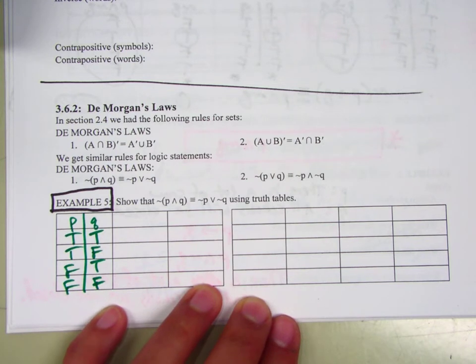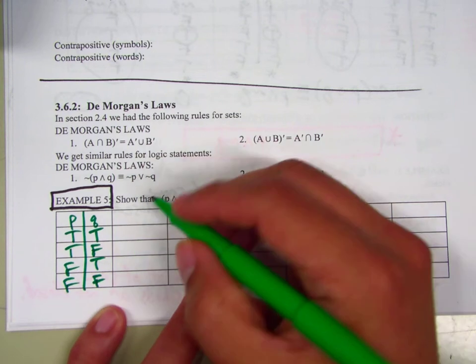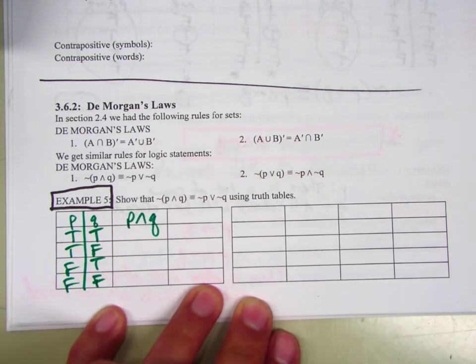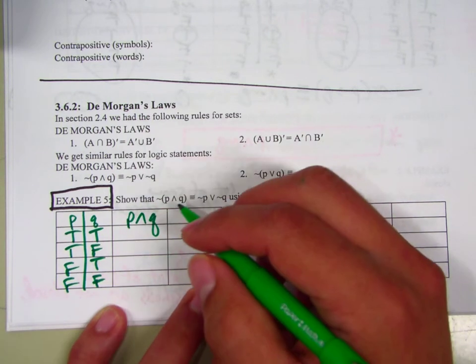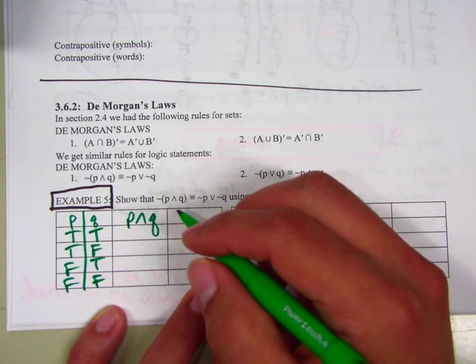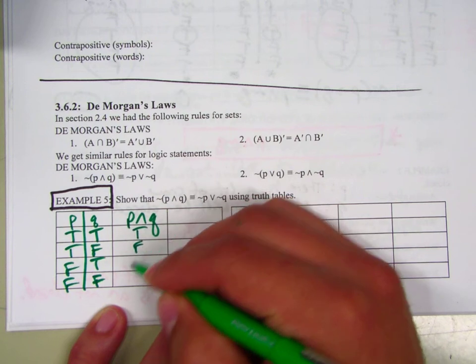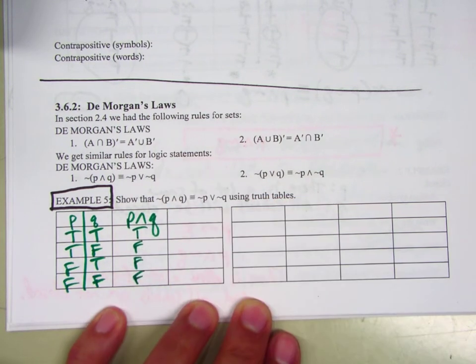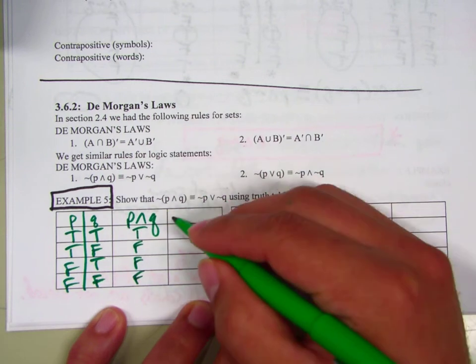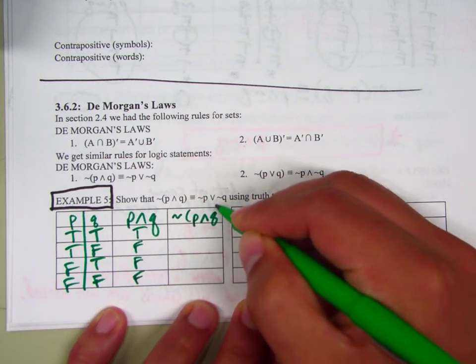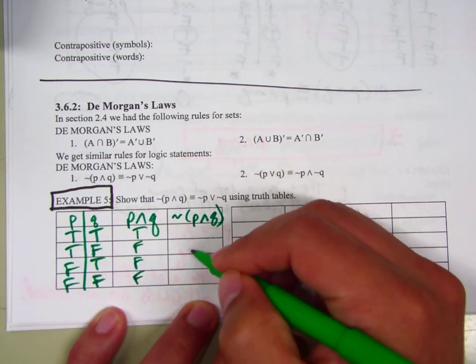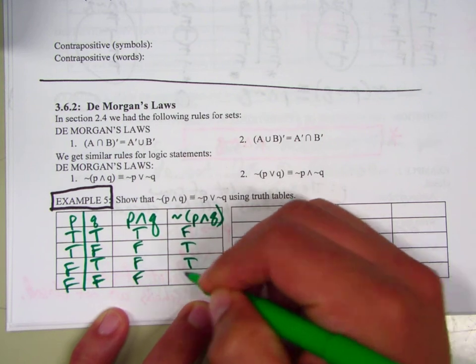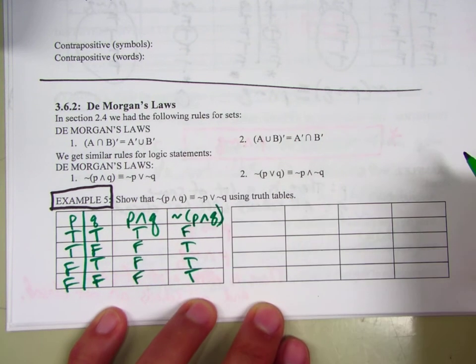P, Q. This is classic. True, true, true, false, false, true, false, false. Okay, negation of P and Q: false, true, true, true. Okay. Good job.